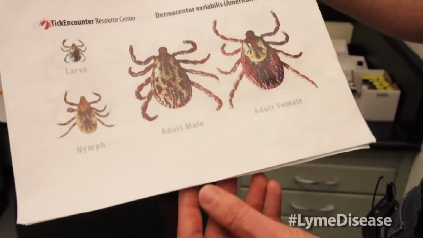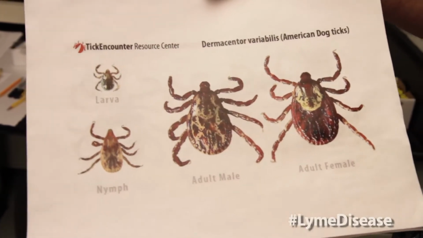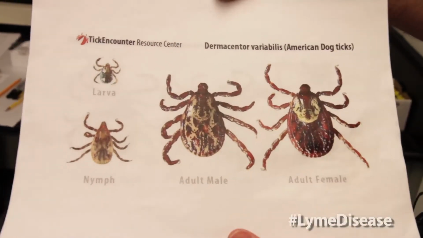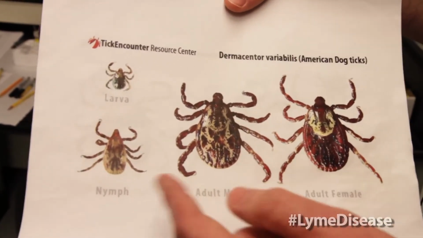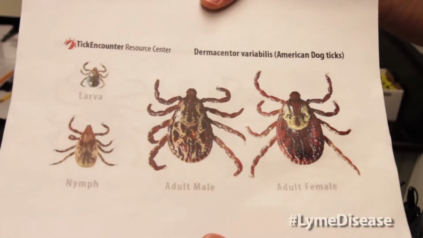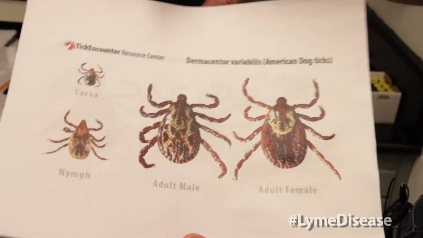Here is the American dog tick. This is considered the primary vector of Rocky Mountain spotted fever. Like the black-legged tick, it has these three life stages. It's a much larger tick. This one you typically find adults associated with humans. You don't tend to find nymph life stage dog ticks on people as often. And so there's the male and there's the female.